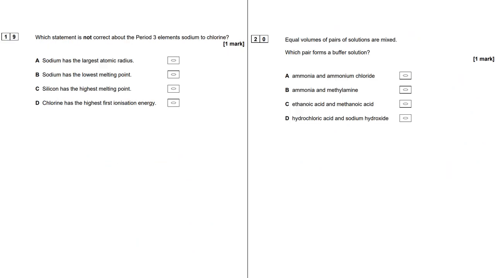Question number 19. Which statement is not correct about the period 3 elements sodium to chlorine? Make sure you skip off argon in this question. We're not considering argon, just the elements sodium to chlorine. Going across the period, sodium has the largest atomic radius, that's correct. As you go across the period, the atoms will get smaller, so chlorine would be smallest, sodium would be largest.